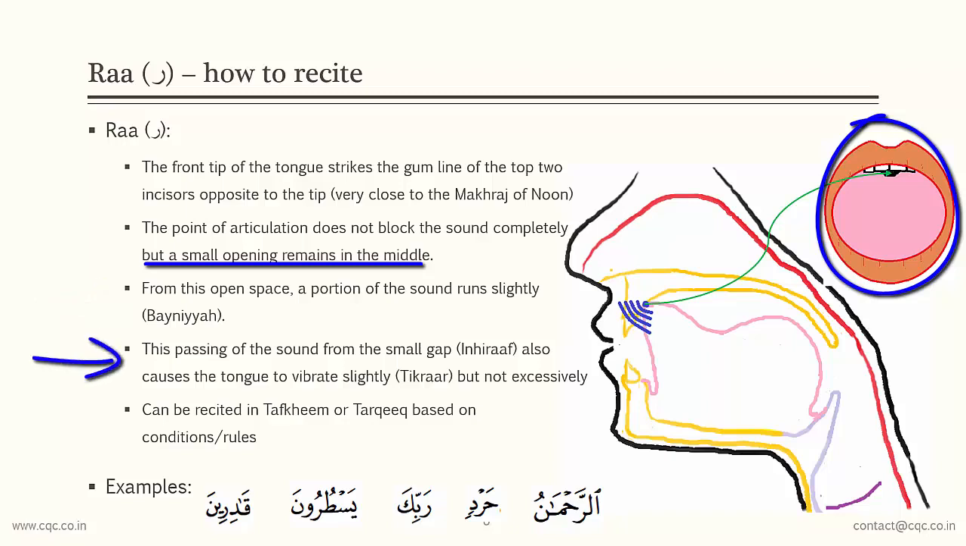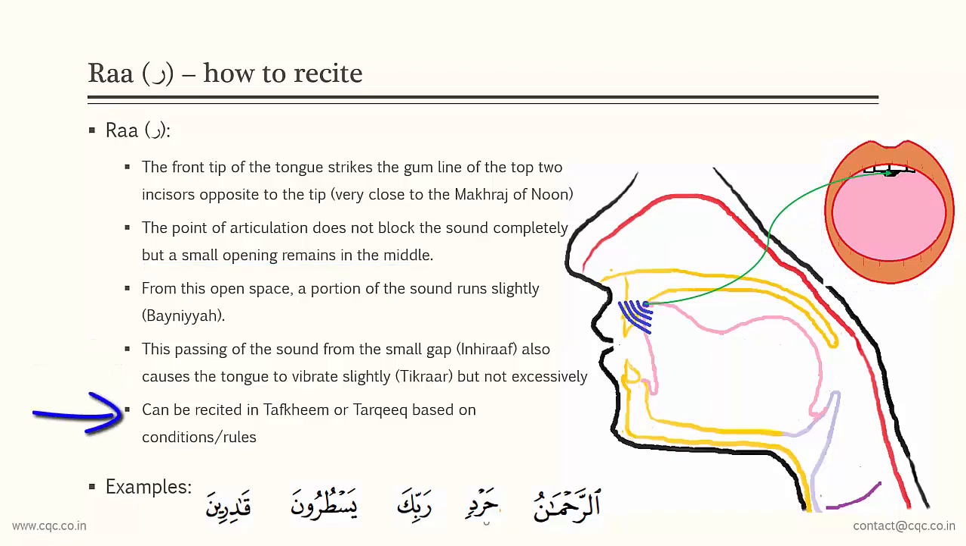It is important to note that this passing of the sound from the small gap causes the tongue to vibrate slightly, but you should not do it excessively. So it should be like ar, ir, ur. The letter Ra is again one of those letters which can occur in tafkhim or tarqiq based on incidental conditions or rules, which again we will be studying later, inshallah.